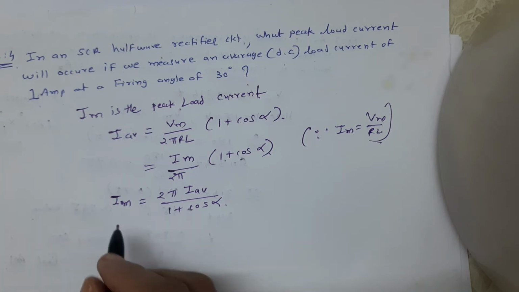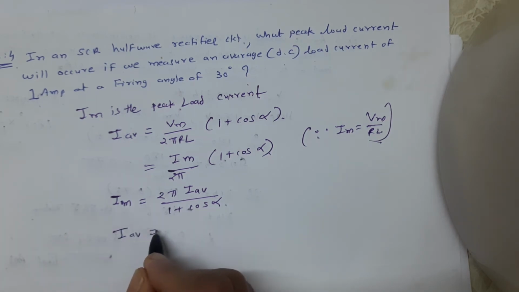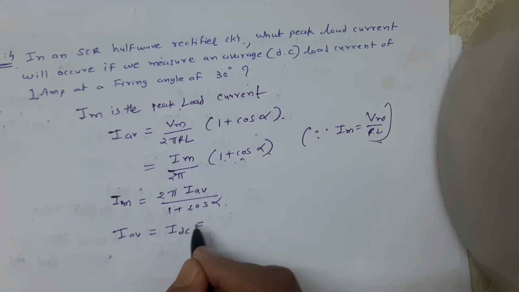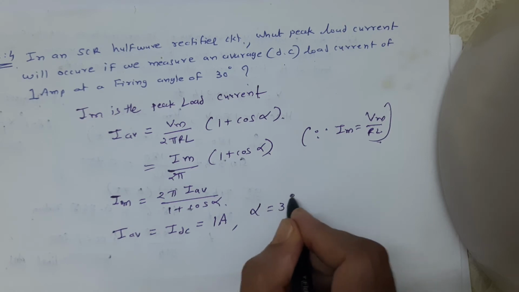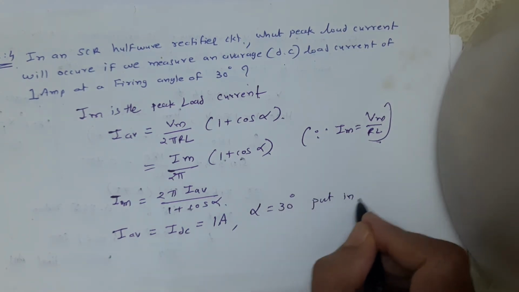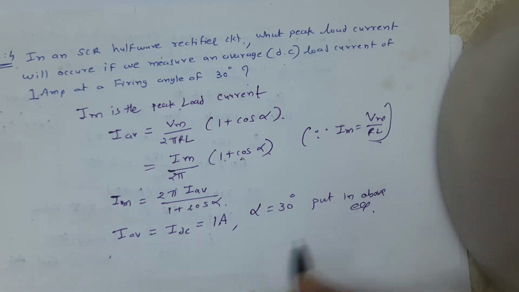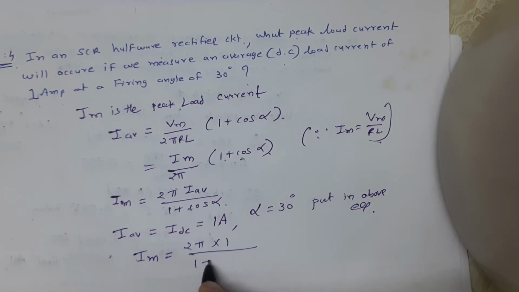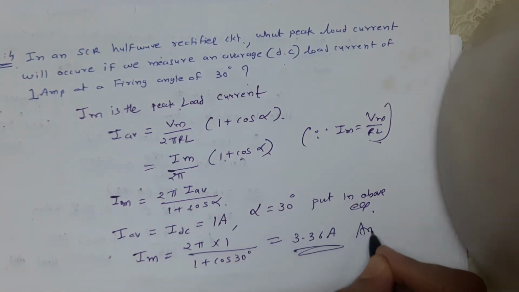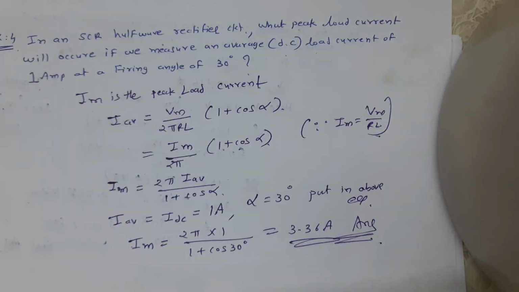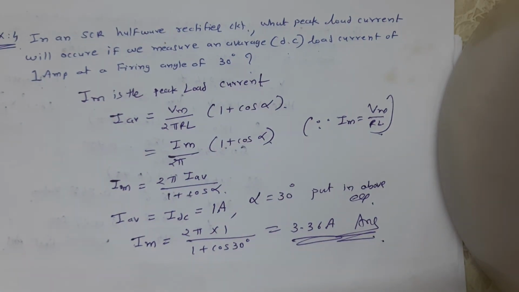Here I average is equal to IDC, and it is equal to 1 ampere, and also alpha is equal to 30 degree. Put in above equation, Im is equal to 2 pi into 1 upon 1 plus cos 30 degree, and this is equal to 3.36 ampere. This is the answer of this numerical.